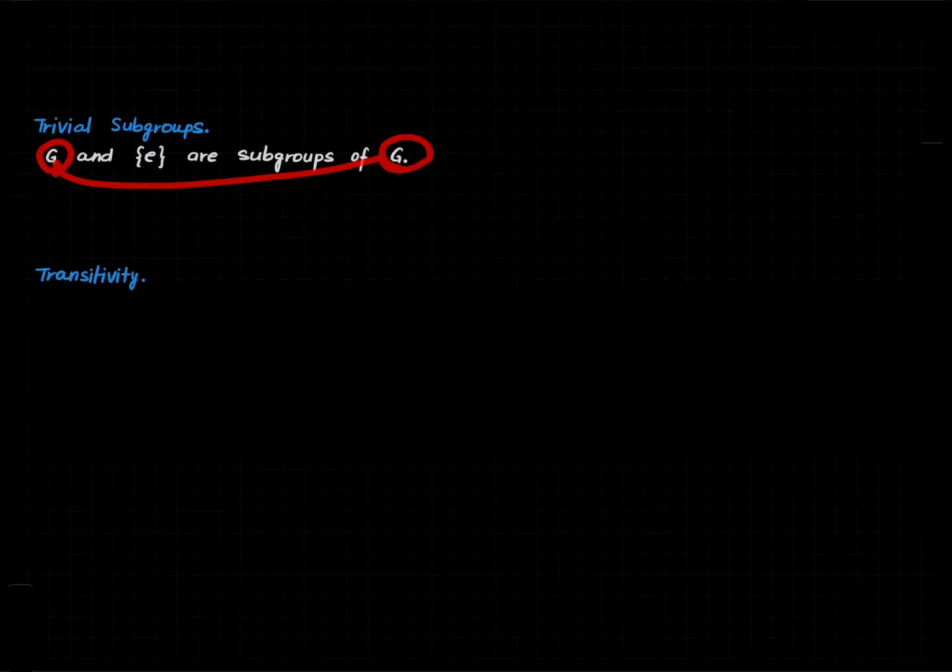Yeah, so any group has two trivial subgroups. Suppose we have a group G. If you take G itself as a subset of G, that is of course a group, or a subgroup of G. So G is a subgroup of G, and the identity element, when thought of as a set, the singleton set which contains only the identity of the group, is also a subgroup of G. It's just a matter of checking the definition.